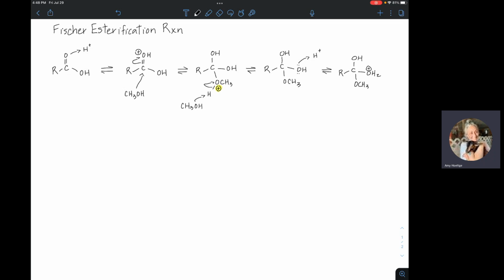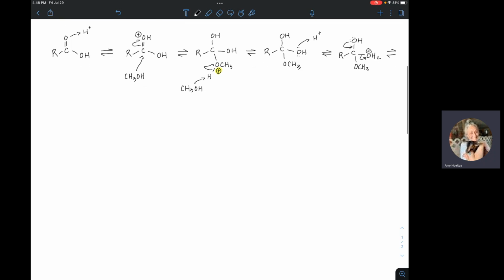Right? So our tetrahedral intermediate is going to collapse. We're going to kick off water. Again, all of these are equally able, so the alkoxy group, the methoxy group, could have been protonated as well, just like I protonated the hydroxyl group because I chose to do that, right? But there is equal probability for either one to occur.